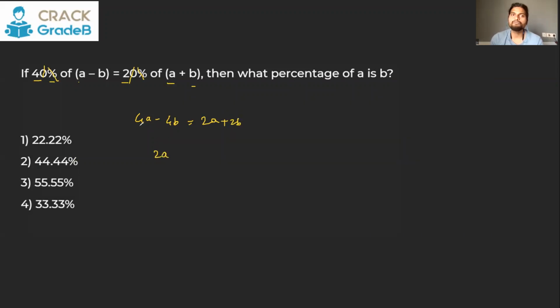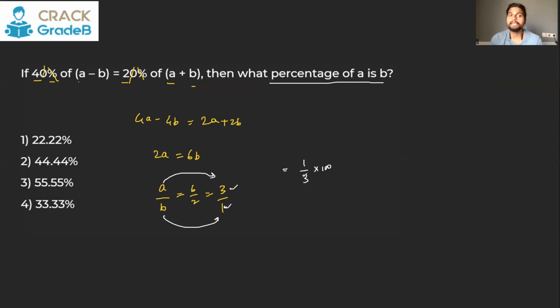Taking A on one side, 4A minus 2A will be 2A. 2B plus 4B will be 6B. That means A upon B is equal to 6 upon 2, or 3 upon 1. That means if B is 1, A is 3. They are asking you what percent of A is B. That means B is what percent of A. So how to solve that? We already discussed B is what percent of A. That means in the base there will be A. That is 3. So 1 by 3 into 100 is 33.33%. So B is 33.33% of A. Easy.